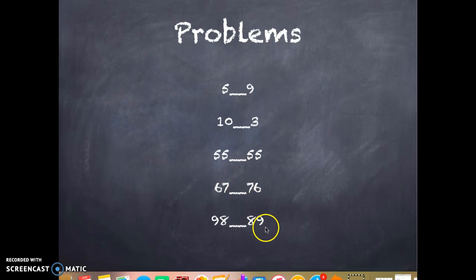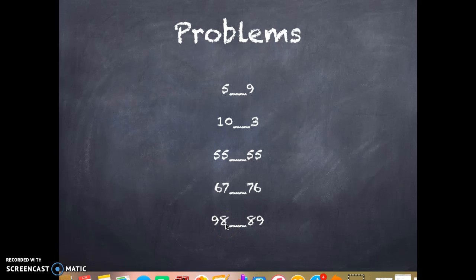Now let's go to our final exercise problem. That is 98 and 89. Which way should it be facing? Should the gator mouth be going towards 98? Or should our gator mouth be going towards 89?